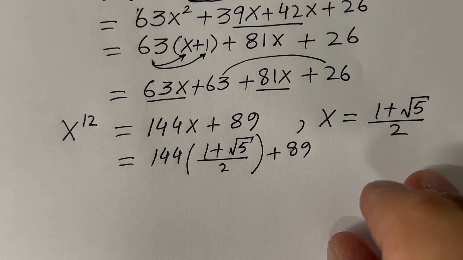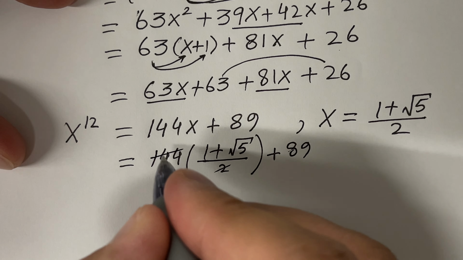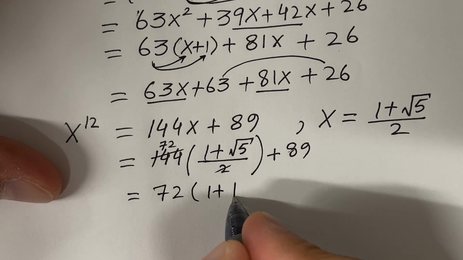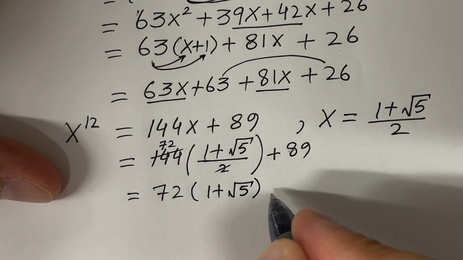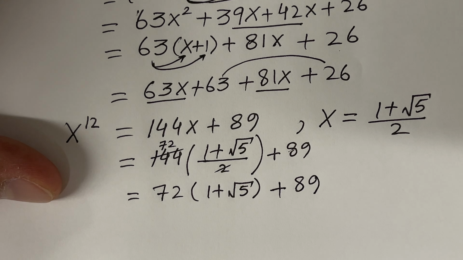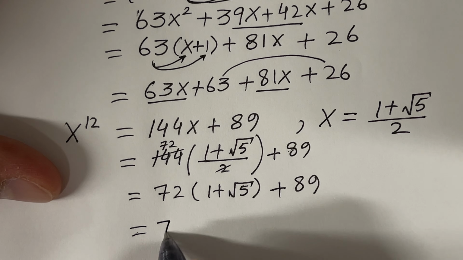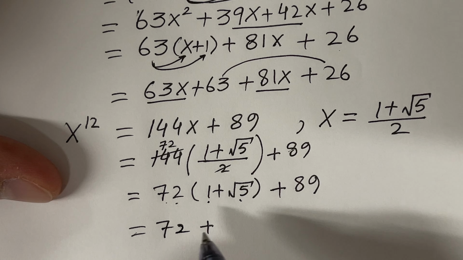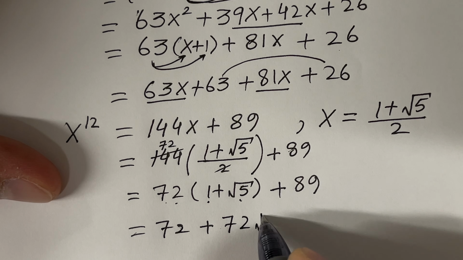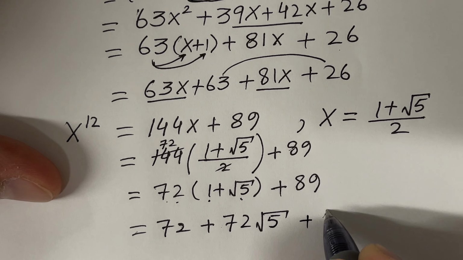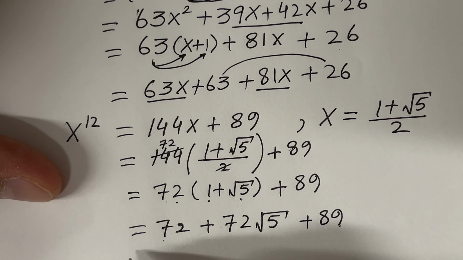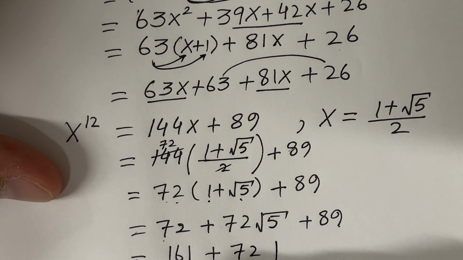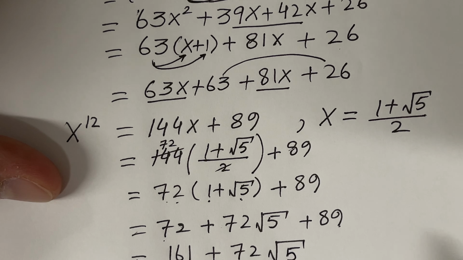And 144 divided by 2 is 72. So you will have 72 times (1 plus square root of 5) plus 89. And that means 72 times 1 is 72, and if you multiply it with this guy, then that will be 72 times square root of 5 plus 89. 72 plus 89 is 161 plus 72 square root of 5.